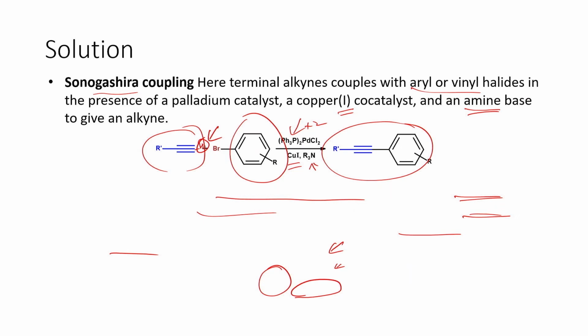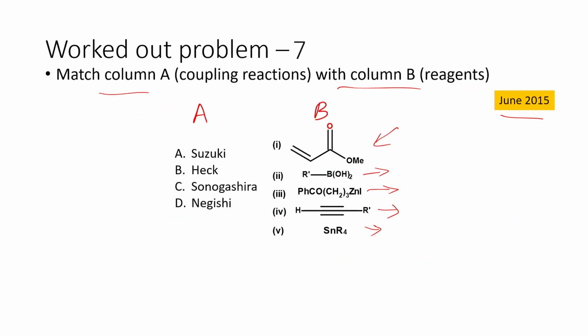So if we go back to our 4 things, Suzuki coupling uses boronic acid, Sonogashira coupling requires alkyne, Negishi coupling requires the zinc reagent, and Heck reaction requires the alkene. So that way we can easily figure out what the 4 things are which are involved in this type of reactions, and we will also be looking at some examples in the later part.